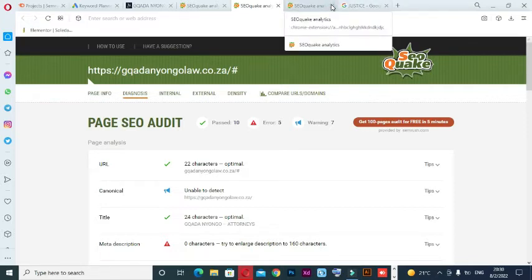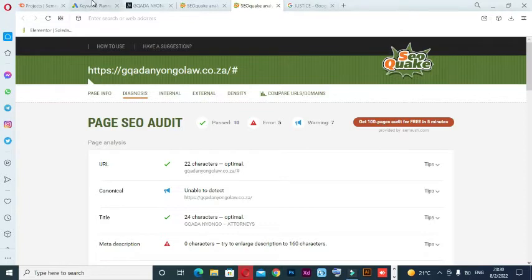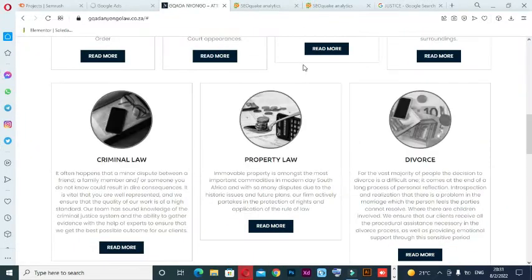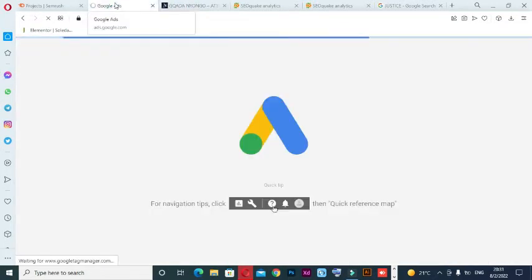Okay, let's do a very interesting thing now. As I said, we needed keywords on our website. So what words are people using to search for lawyers in Cape Town?